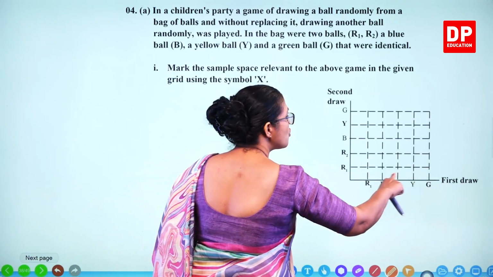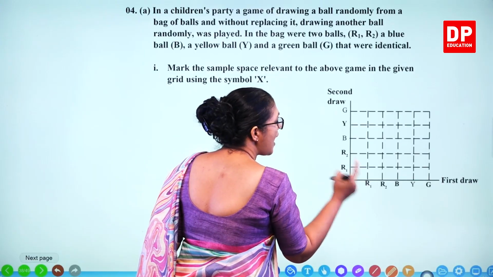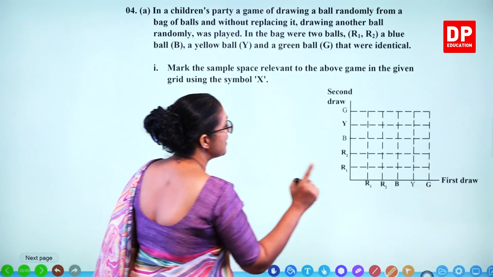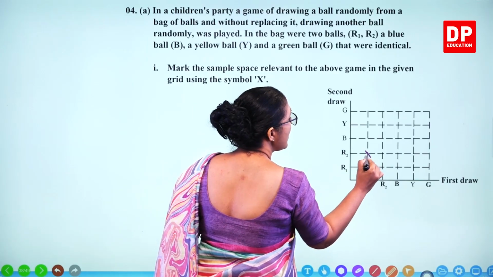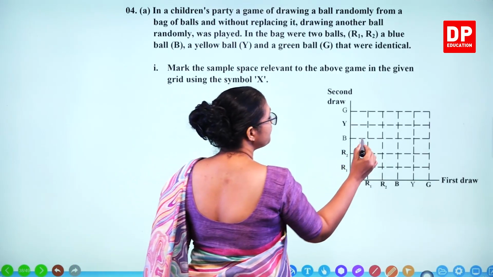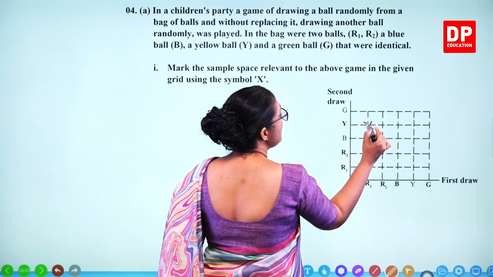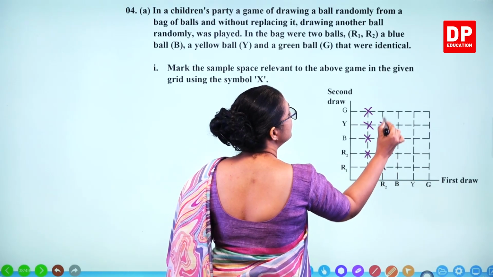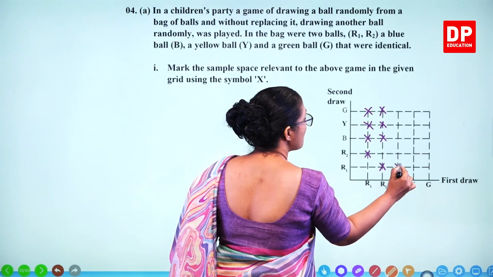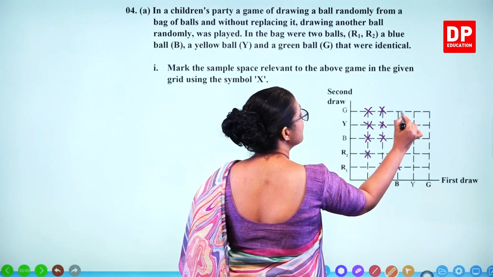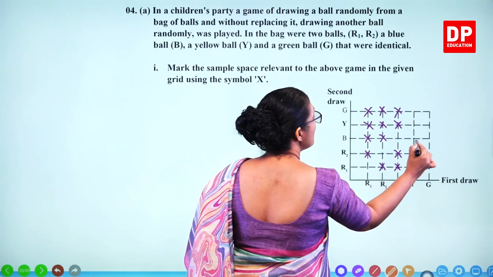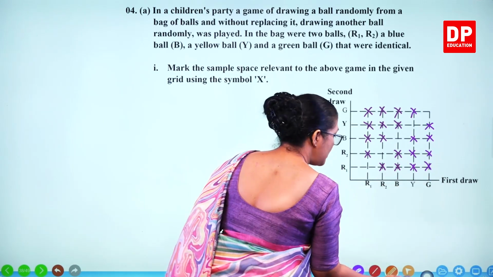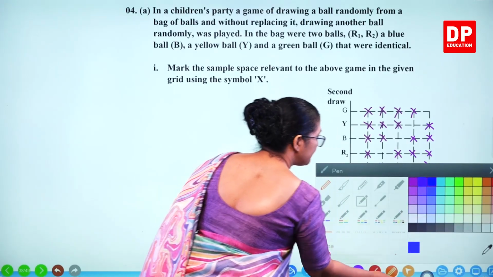So this is the first draw and this is the second draw. Can you get the same one? No, because this is not replacing. So when this is R1, you can get R2, B, Y, G. But if it's R2, you can't get R2 again. B with R1, R2, but you can't get B. Y with Y, you can't get. G with G, you can't get. All the other possibilities you can get.